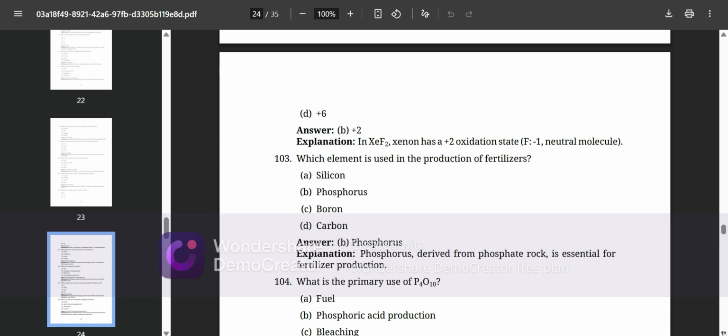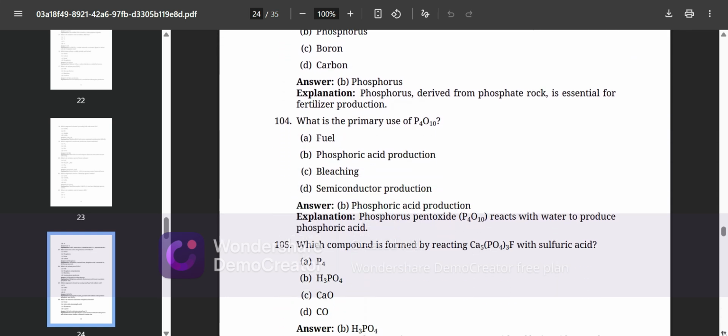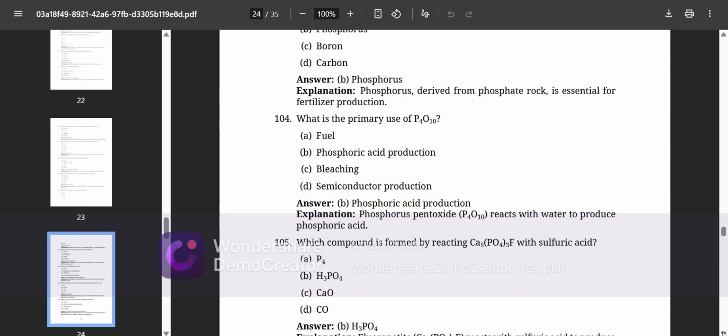Which element is used in the production of fertilizer? Phosphorus derived from phosphate rock is essential for fertilizer production. What is the primary use of P4O10? Phosphoric acid production. P4O10, phosphorus pentoxide, reacts with water to produce phosphoric acid.